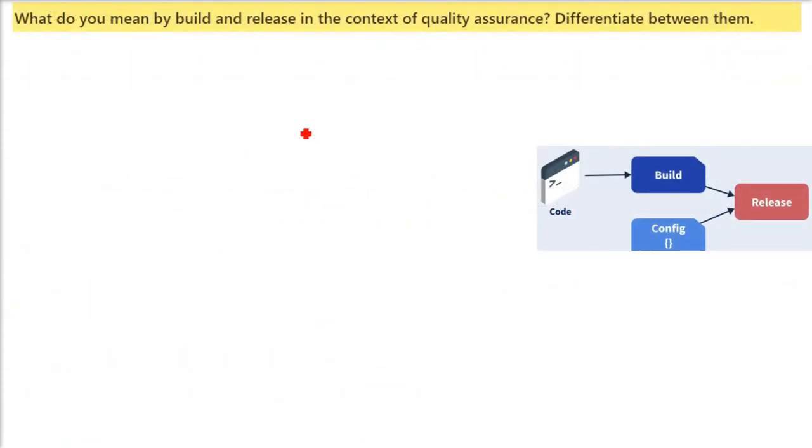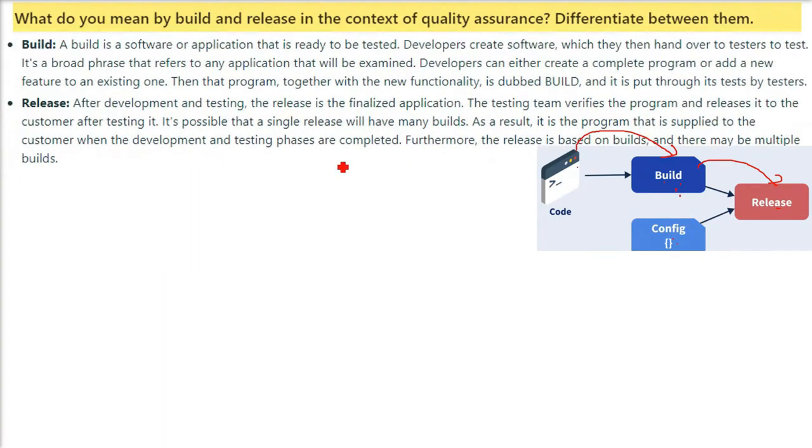What do you mean by build and release in the context of quality assurance? Differentiate between them. So you write a code. Then if you are using, say, Visual Studio or any kind of IDE, you build it. So this build you have made, it has not been tested. And then you release this. When you release it, that means it has been tested and now you release it.